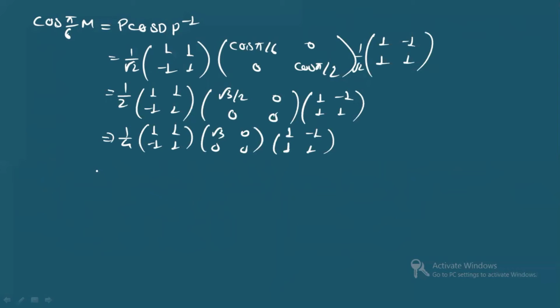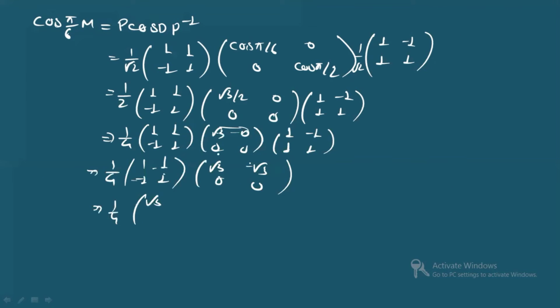Now we will just do the multiplication, okay? So this is 1 by 4. This matrix I'm keeping as it is. Just multiply this with this. So it will give you here root 3, right? This will give you here minus of root 3. If you do this way, this will give you 0. This will give you 0. Similarly, if you do these two matrices, this will give you root 3.